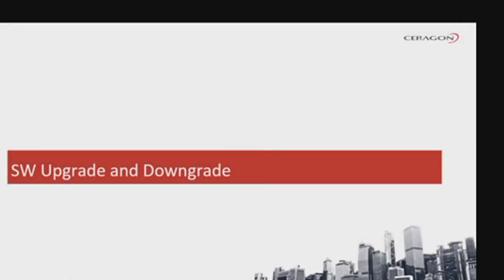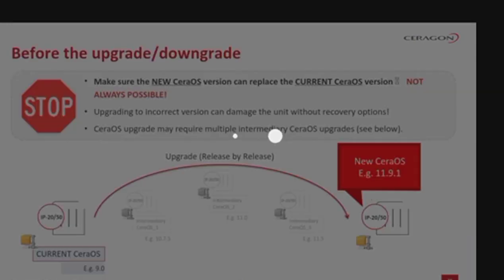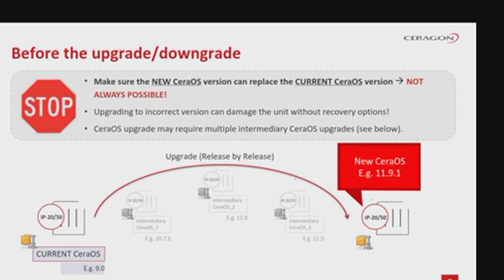Let's now understand how to upgrade and downgrade the Ceragon software on the IP50 and IP20 network elements. First, let's highlight few important aspects related to software upgrade or downgrade. Before changing the software version, save the current configuration to restore point 1. Do not select Other Restore Point Number.